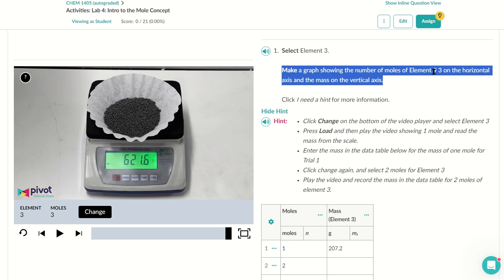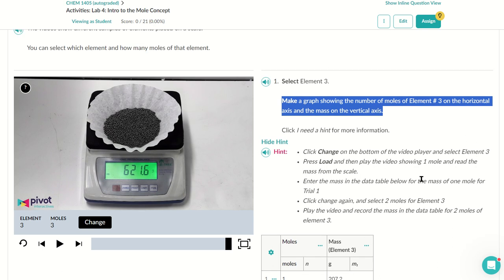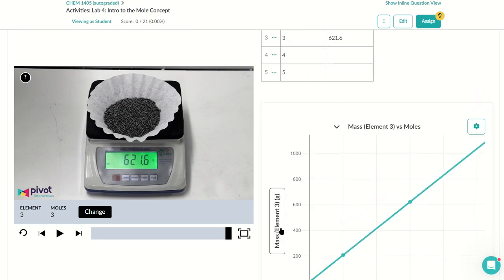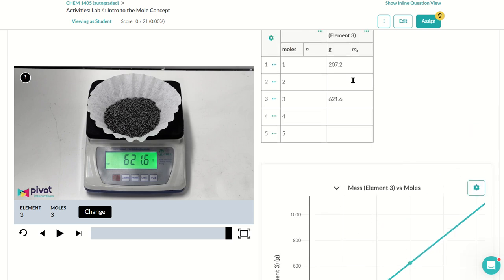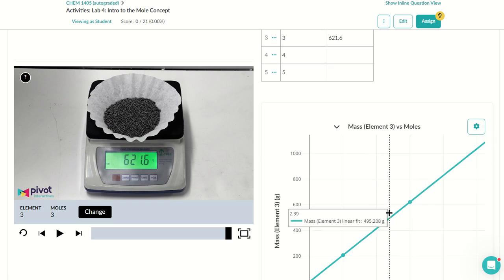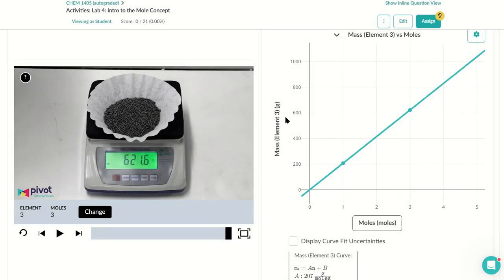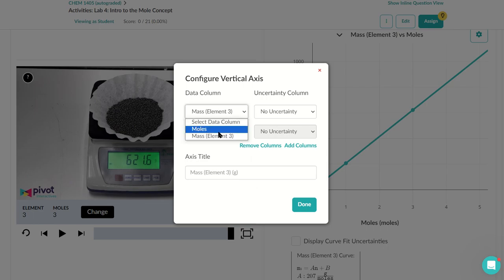So the number of moles of the element should be on the horizontal axis, in other words, the x-axis, and then the mass of our element should be on the y-axis. So this is exactly what you should do. You should fill out all these measurements, and then if it's not already there on the x-axis, you should click it and make sure that it's populating moles. And then on the y-axis, you should make sure it's populating and taking that mass data.